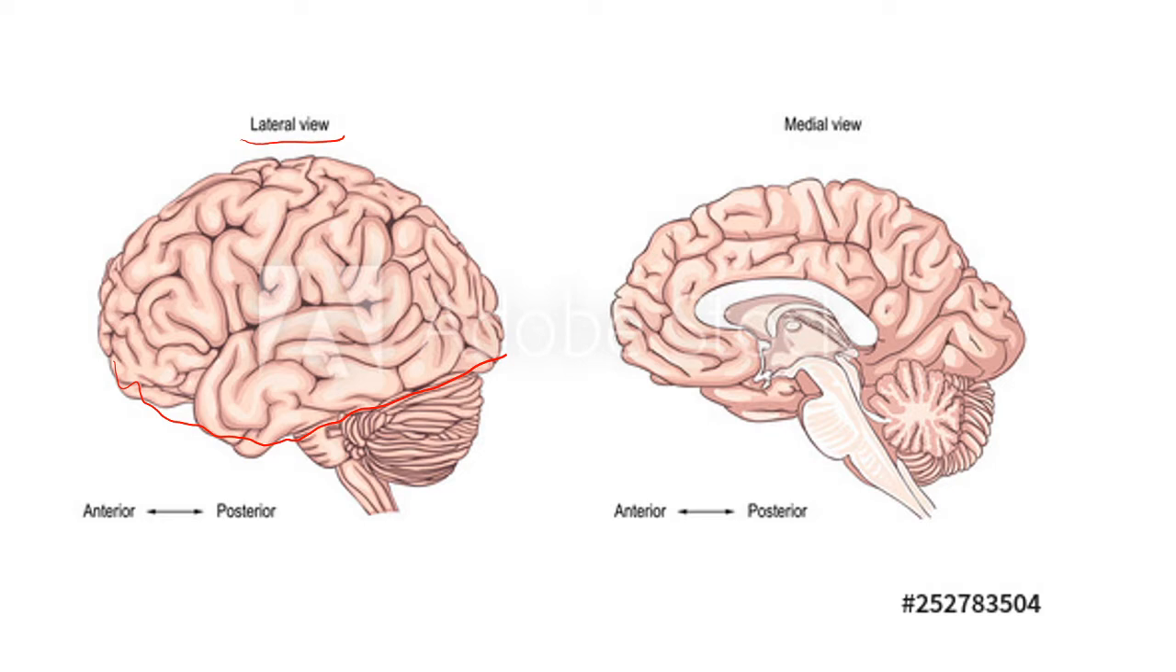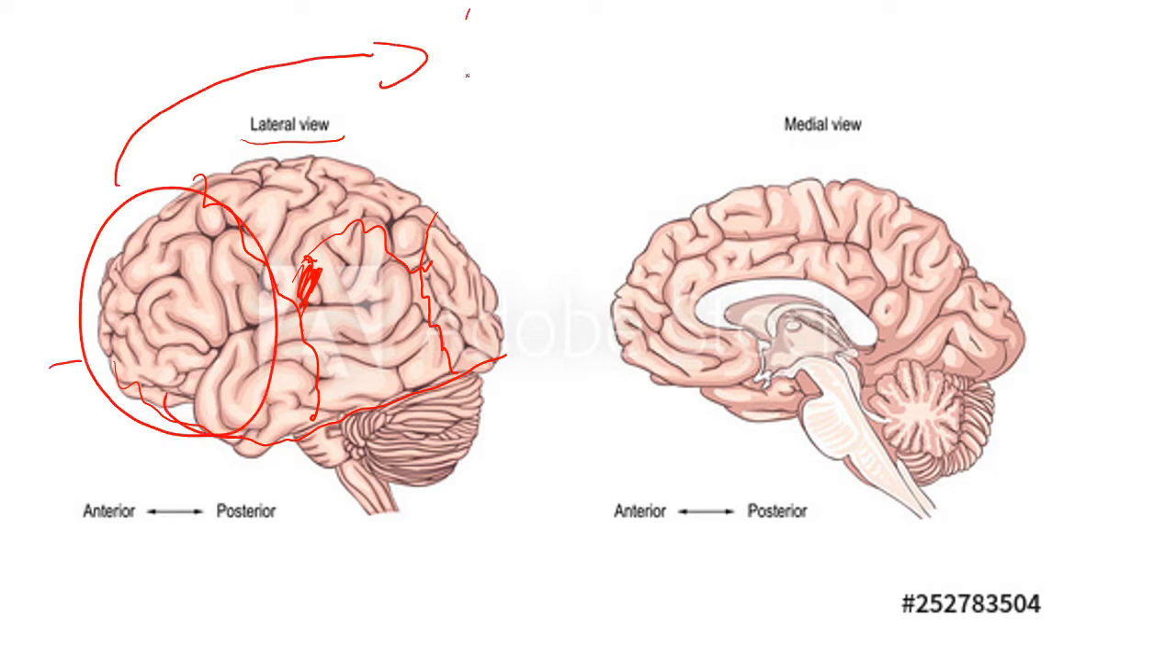So let's get started. First, we're going to divide the brain up into parts. In reality, this is how your brain essentially looks from a lateral view. Over here, this area is your frontal lobe.